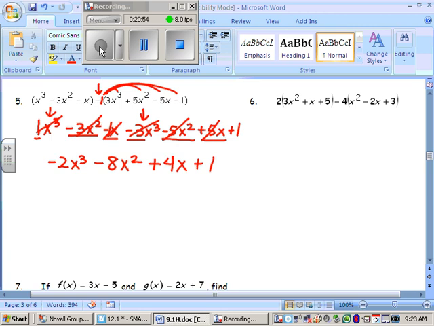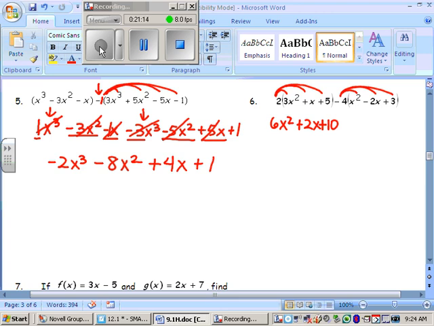Notice in problem 6 that in each case we've got a number in front of parentheses for the first set as well as the second. So we must distribute the number before we can combine like terms. So we would get for the first set of parentheses 6x squared plus 2x plus 10.